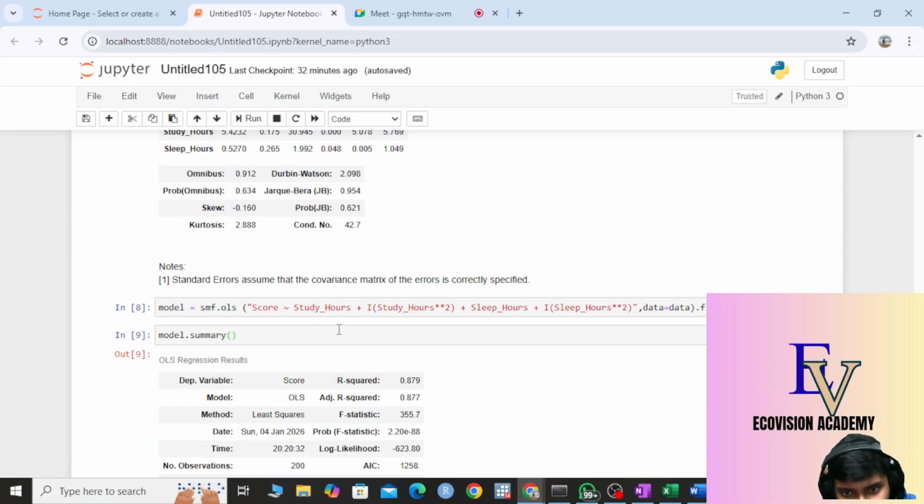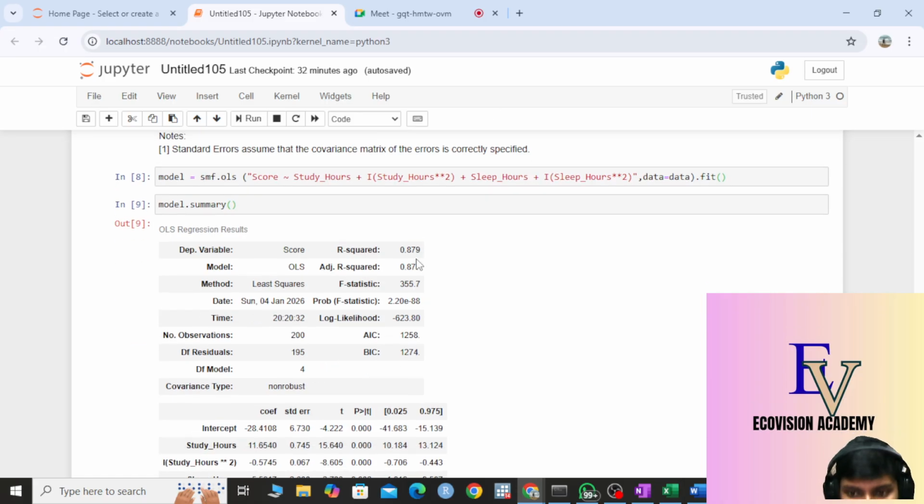You can do. I have shown you only two variables, but if you want, you can go with IQ square. No problem in that. Okay.